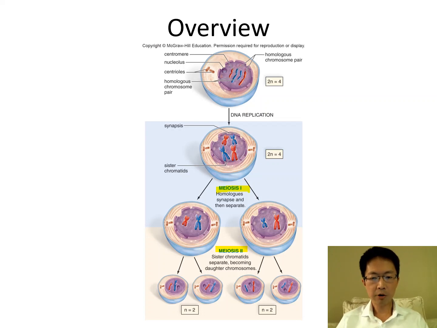So meiosis 1, remember, the homologous chromosomes separate. Oh, I don't want to use the word synapse yet. They call it synapse because they pair up. Okay, homologous chromosome. I'll just put it here. For meiosis 1, the homologous chromosomes pair up.